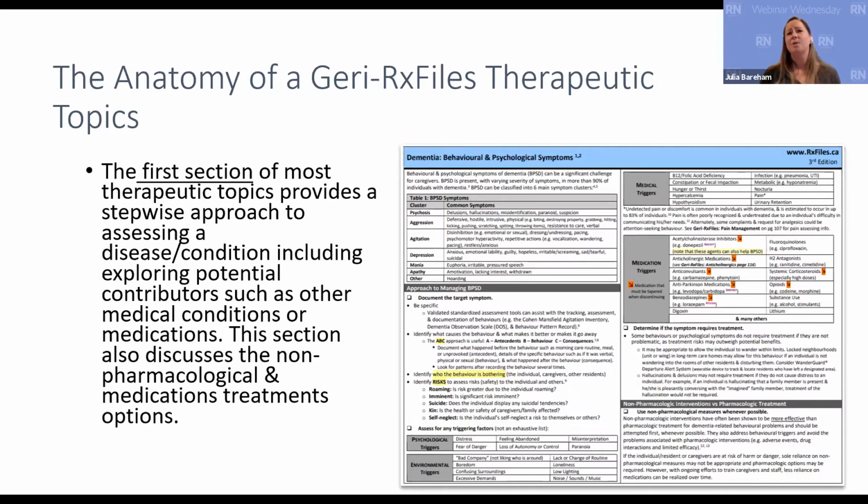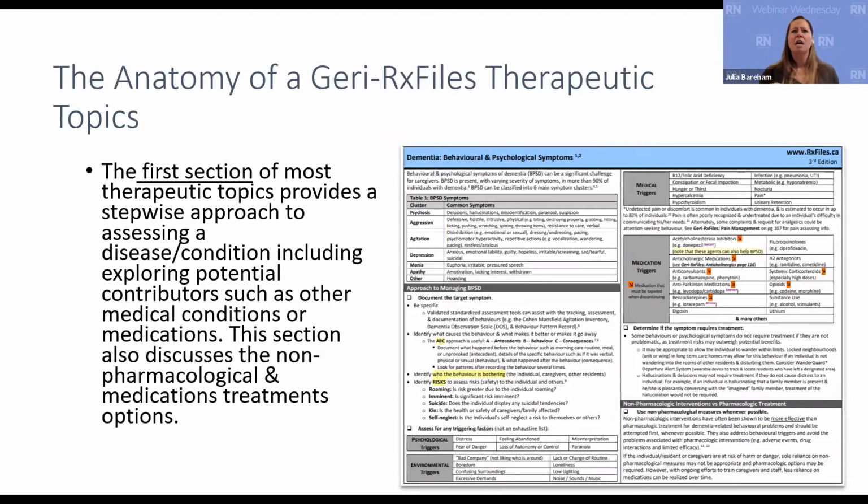So because of what our users told us, when we came up with a geriatric-based resource, I made an effort not to use font any smaller than 10. And it's a bit of a different beast, the Geri RxFiles. Every therapeutic area essentially has 2 sections. And here I've got dementia, the behavioral and psychological symptoms that you may see.